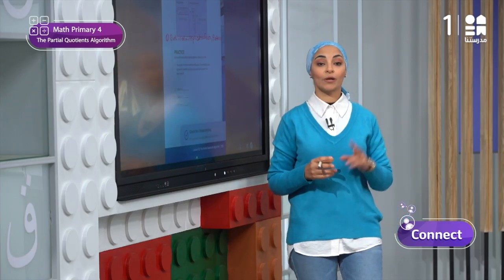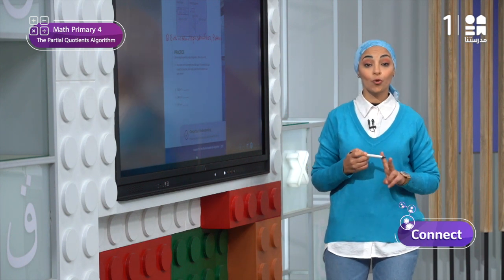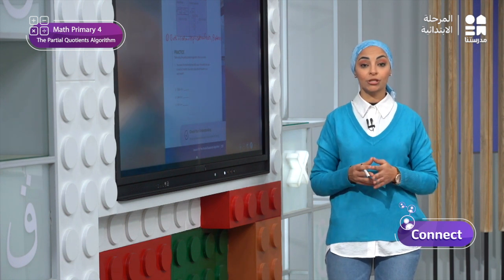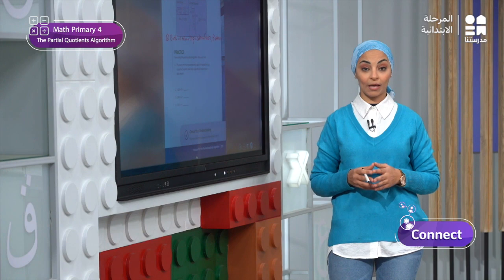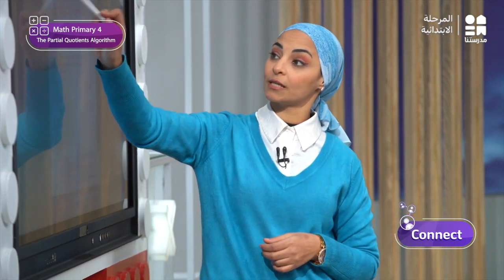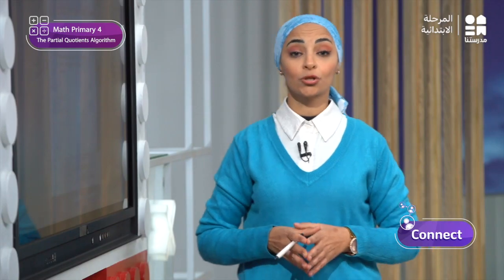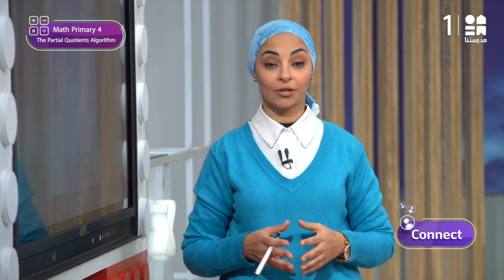Okay. They also said that in both ways the dividend could be decomposed in any way we like, and we should add all the partial quotients to find the final quotient. Okay? Now the strategies are different because what? How are they different? Because in the area model we use multiplication and addition. In the area model as you see here, we use multiplication and addition. What about the partial quotients model? The partial quotient model uses multiplication and subtraction, and this is the difference between the two strategies.